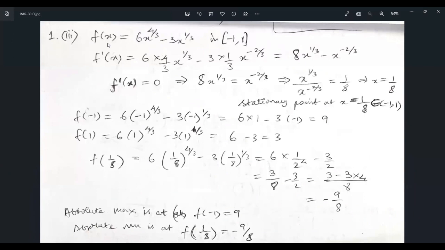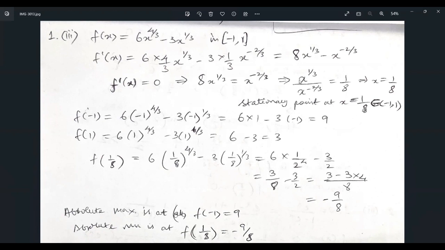To find the stationary point, I'm first taking the first differentiation of f of x. So f dash of x is equal to 6 into 4 by 3 x to the power of 1 by 3 minus 3 into 1 by 3 x to the power of minus 2 by 3. On simplifying, we get 8x to the power of 1 by 3 minus x to the power of minus 2 by 3. For the stationary point, we equate this to 0, and I get 8x to the power of 1 by 3 is equal to x to the power of minus 2 by 3.